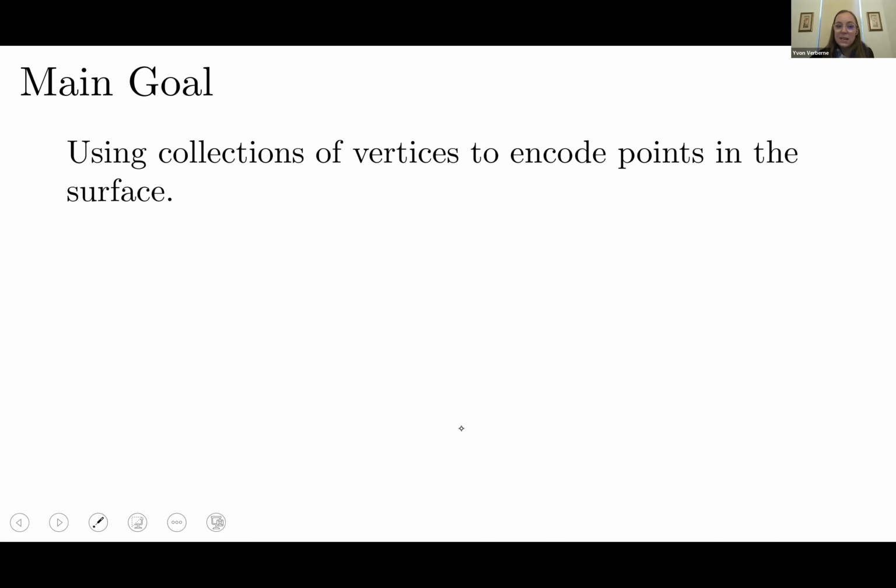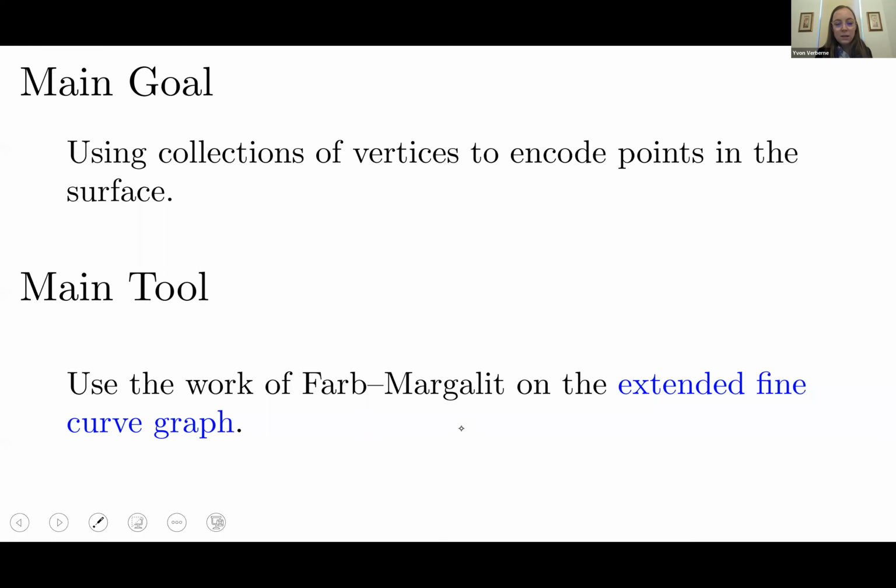Our main goal in studying a question like this is that we want to use collections of vertices to encode points in the corresponding surface. The reason why we need to be able to pinpoint points on the surface is because if we have a homeomorphism, this homeomorphism tells us where every point of the surface gets mapped to. And what we would need to be able to do is take an automorphism from the fine curve graph and use that to tell us how we can take any point on the surface and map it to a different point on the surface. So this ended up being a really difficult question to ask in the case of the fine curve graph.